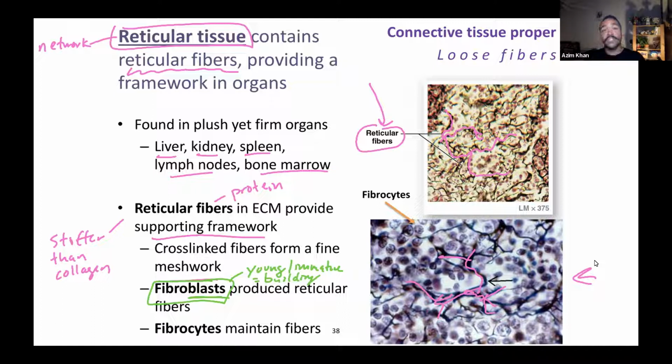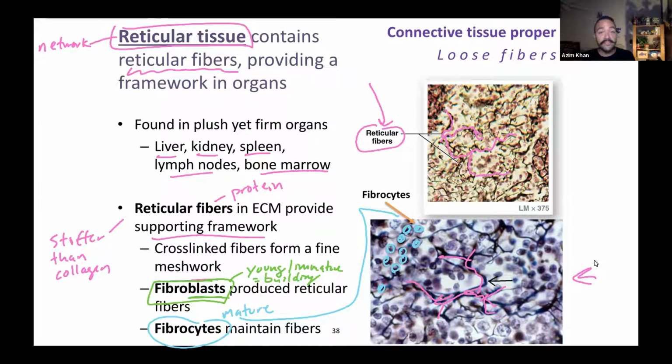Once the cells have matured and now you've got a whole network of fibers around you, a whole extracellular matrix around you, these are now called fibrocytes. And that's what we see here. When you see a bunch of cells already in place, when you see all the fibers already in place, you have fibrocytes. So fibrocytes are the mature ones. They help maintain the fibers. Protein doesn't last forever, so you have to keep maintaining it. Some proteins break down, so you've got to make new ones. That's what fibrocytes do.